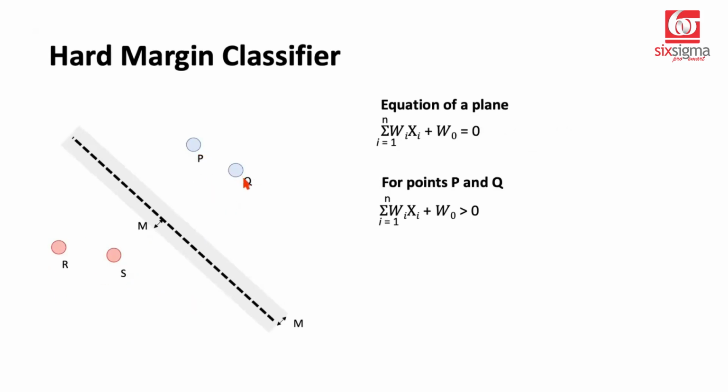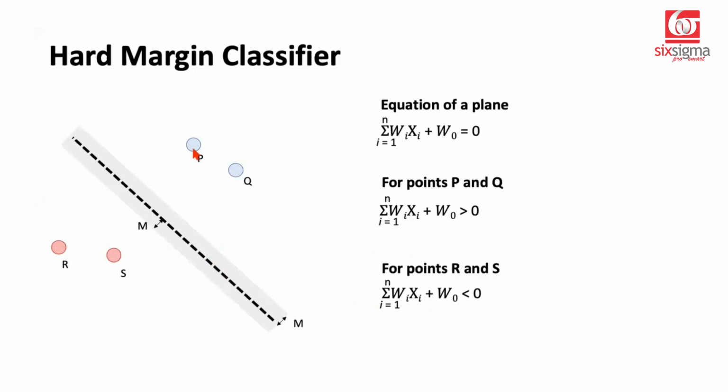For points P and Q, which are above the plane, when I put them into this equation, we should get a positive value. Why? Because if I take a point on the plane, it should satisfy this equation, which means if I take a point somewhere on the plane, it should give me a 0 as an output. Whereas if I take points above this plane, it should generate a positive value when those points are put into the equation of the plane. Similarly, when I take a point below the plane, it should generate a negative value. So what we are saying is that the plane is able to separate the two classes.